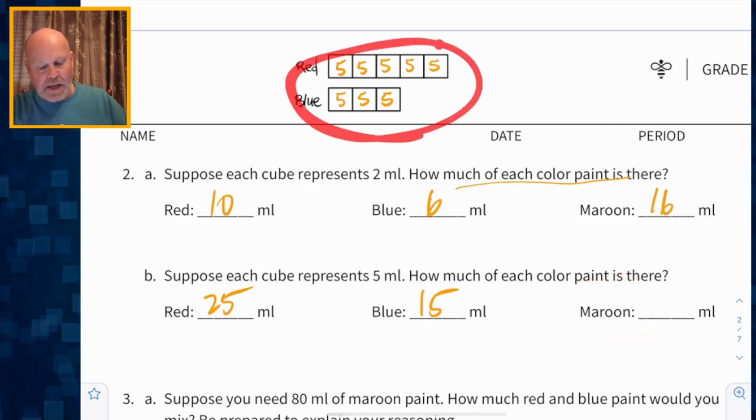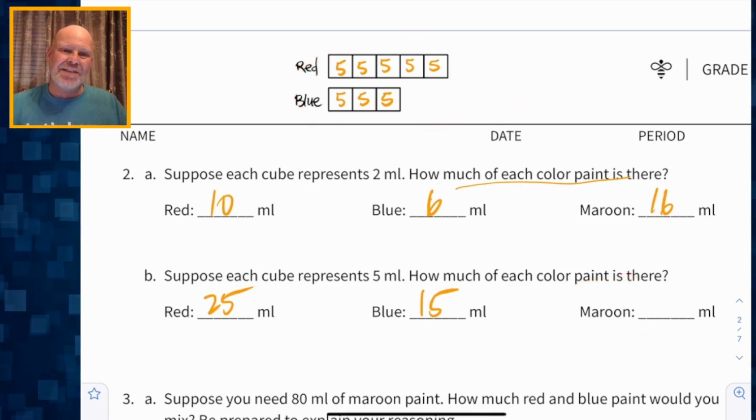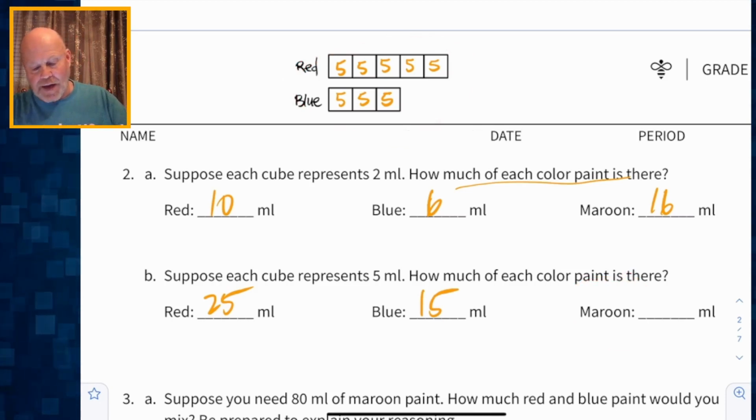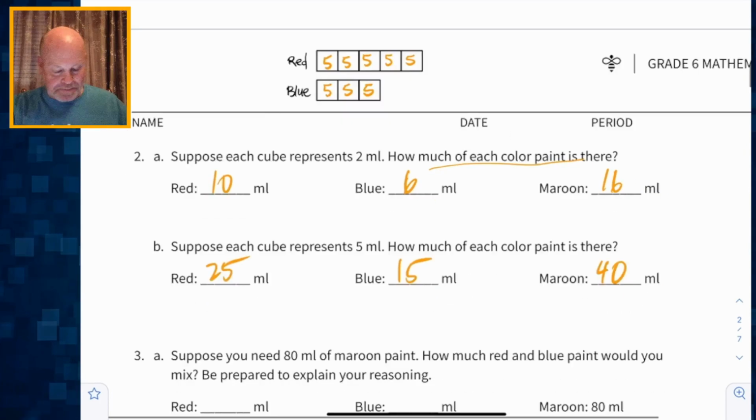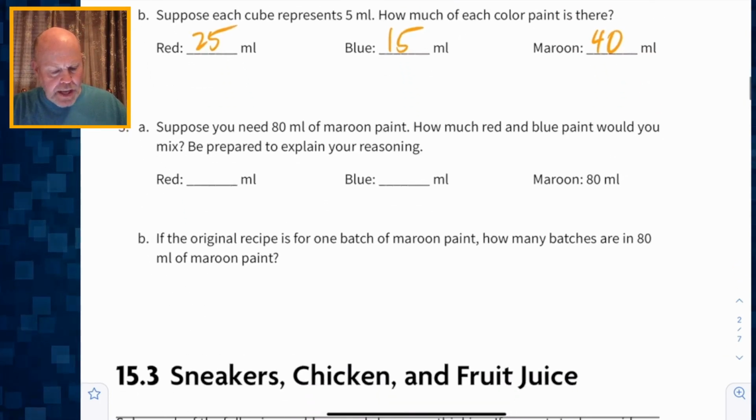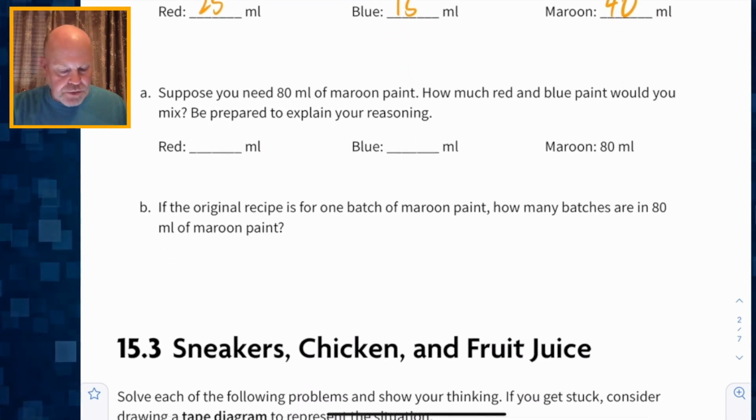Well, all together, we had 8 units. Each of them are 5. So 8 times 5 is 40 milliliters. All right. Continuing on into question 3.